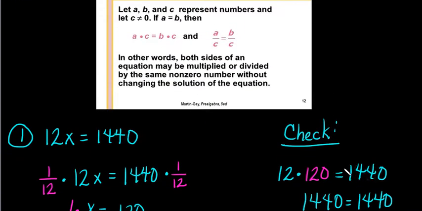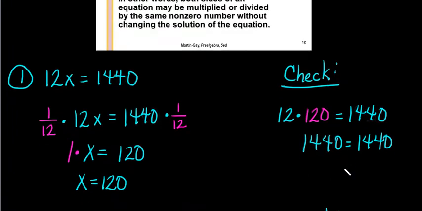So I'm going to show you some examples. Here, if you have an equation that says 12 times x equals 1,440. Well, I need my variable by itself. And in order to get it by itself, this time I need to multiply it by its reciprocal, because that will turn it into 1, and that way my x will be by itself. Well, if I multiply it by its reciprocal, I have to do the same thing to the other side.